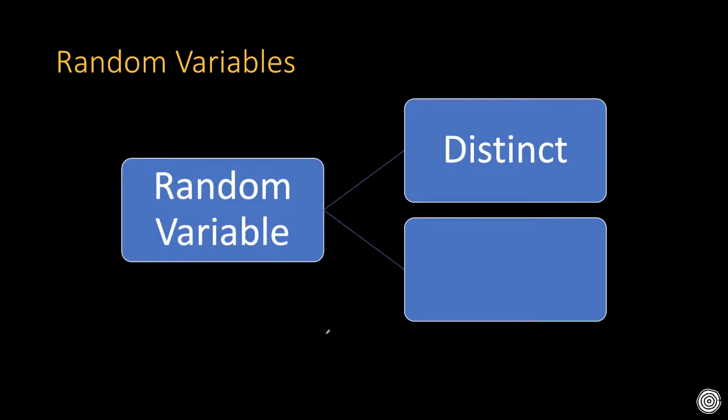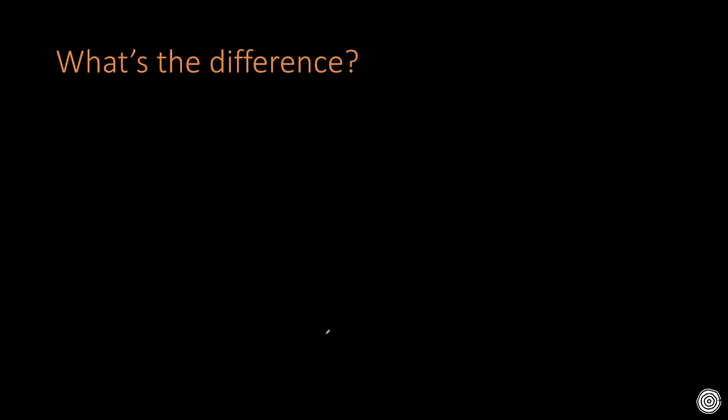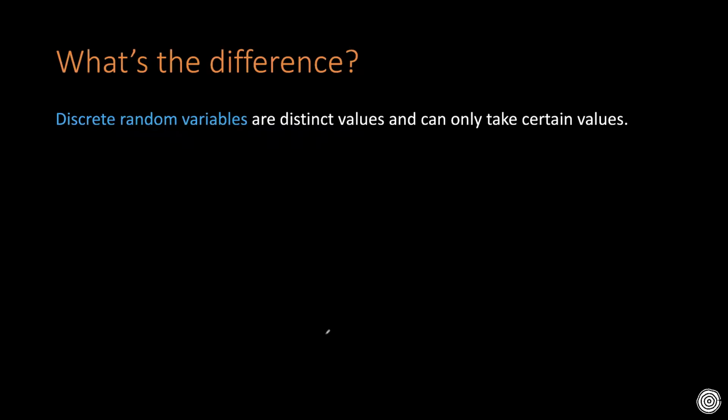Now, there are two types of random variables. A random variable could be either discrete or continuous. Let's delve into that a little bit further and really identify the difference, and then I'll put some examples against them. So a discrete random variable is simply what it means. It means that the values are distinct and can only take on certain values.